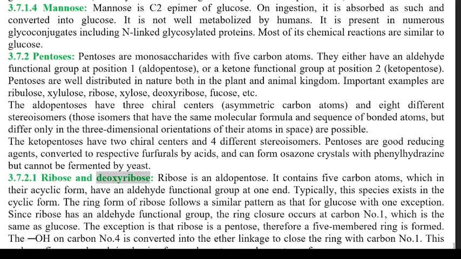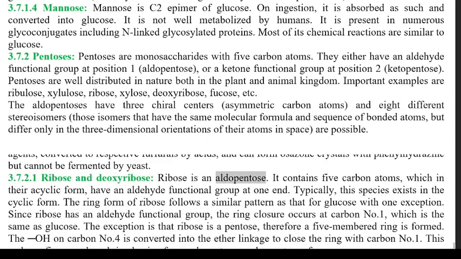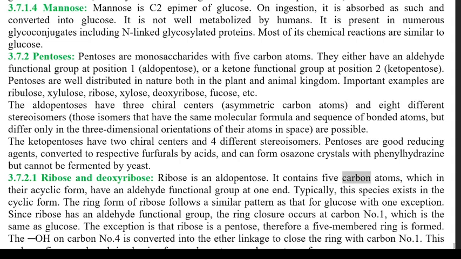3.7.2.1 Ribose and deoxyribose. Ribose is an aldopentose. It contains 5 carbon atoms, which in their acyclic form, have an aldehyde functional group at one end. Typically, this species exists in the cyclic form. The ring form of ribose follows a similar pattern as that for glucose with one exception. Since ribose has an aldehyde functional group, the ring closure occurs at carbon number 1, which is the same as glucose. The exception is that ribose is a pentose, therefore a 5-membered ring is formed.